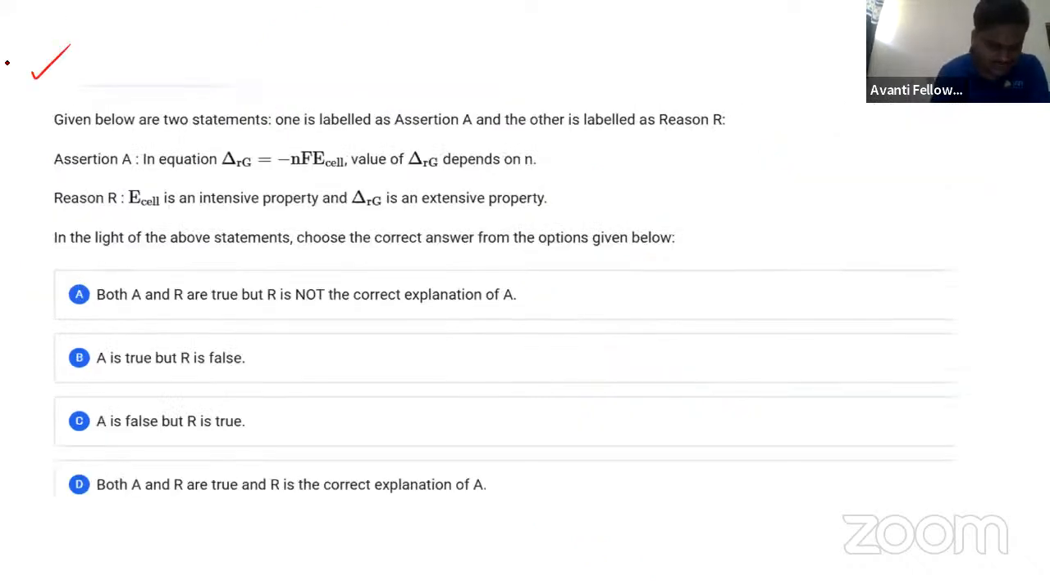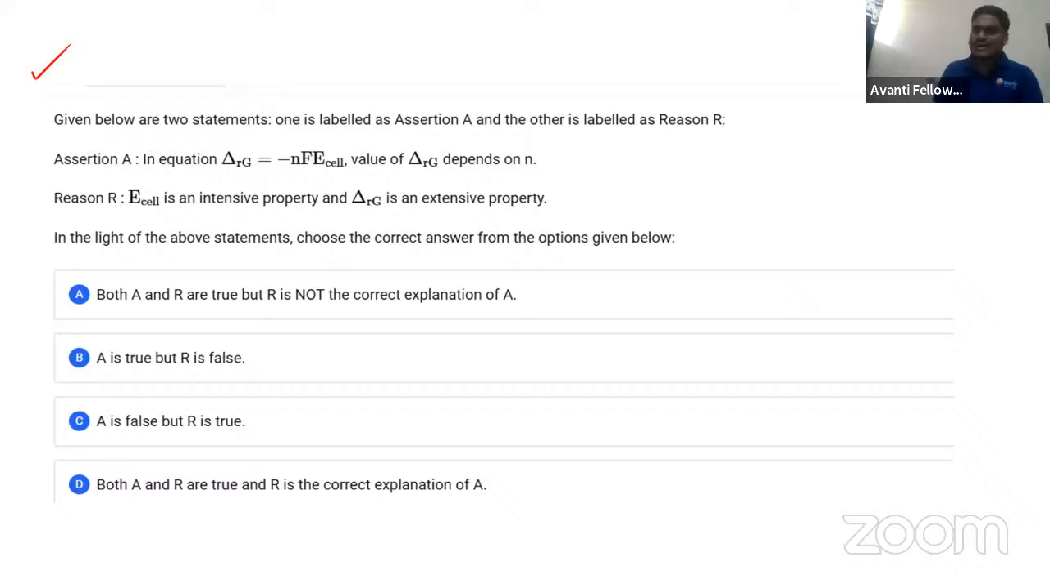So the next question is: given below are two statements. One is labeled as assertion and the other is labeled as reason. The assertion given is: in the equation delta G is equal to minus nFE naught cell, the value of G depends on n. They are saying the value of G depends on n. Reason: E cell is an intensive property and delta G is an extensive property.